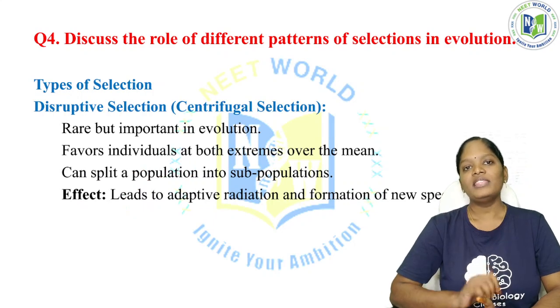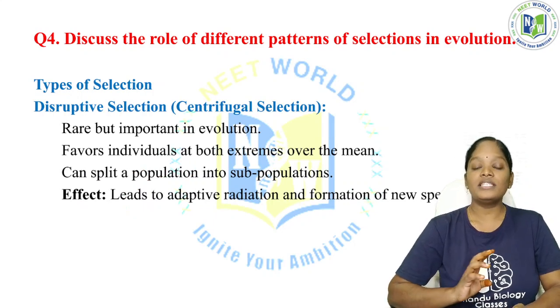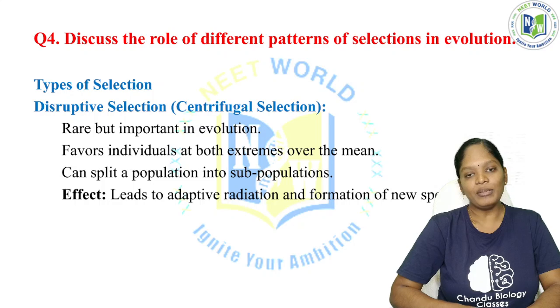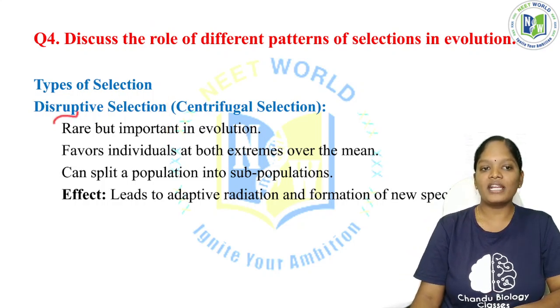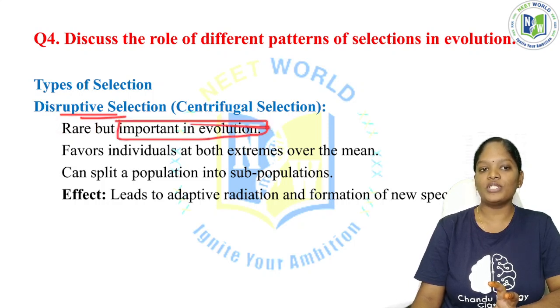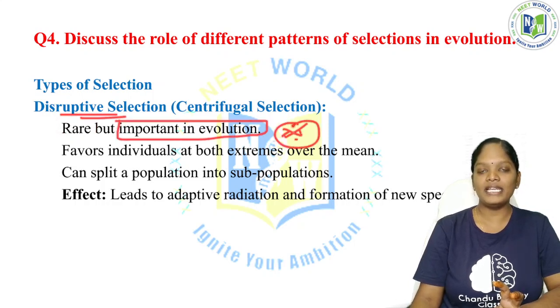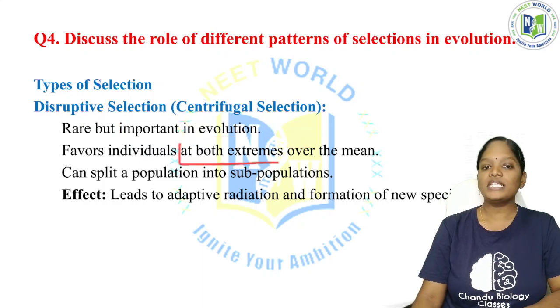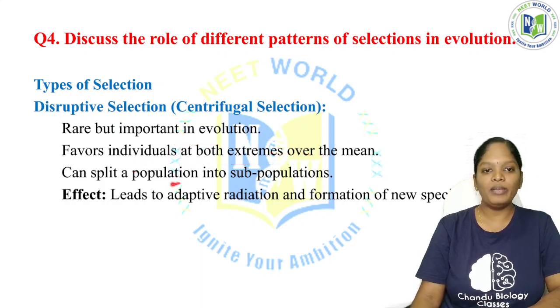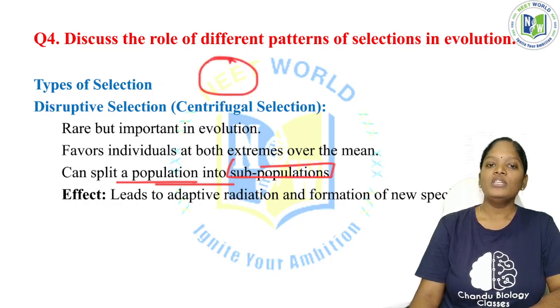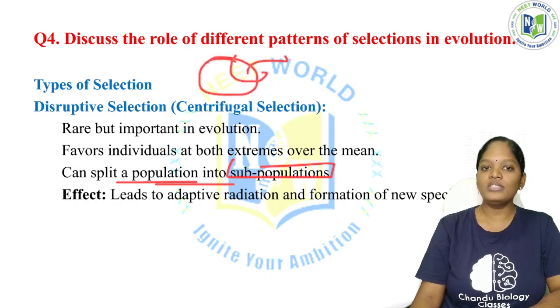Now the disruptive selection. Stabilizing selection is also called centripetal selection, and disruptive selection is called centrifugal selection. Disruptive selection is very rare but important in evolution. It favors individuals at both the extremes over the medium sized, over the mean. So it can split a population into subpopulations.